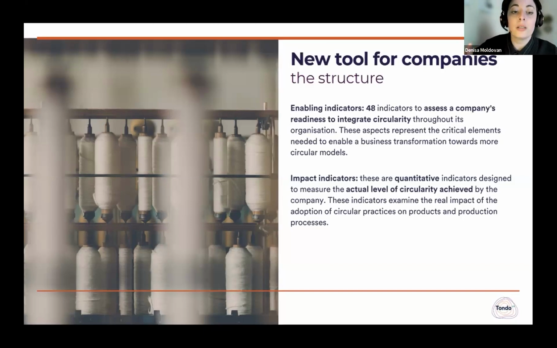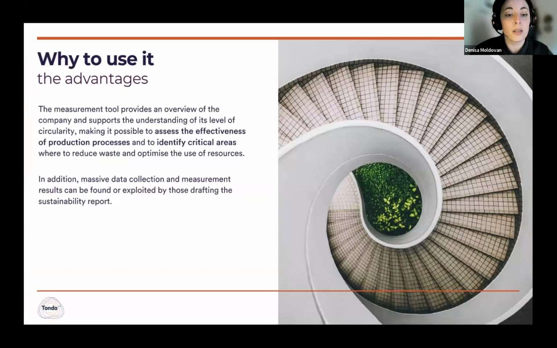Regarding the second part of the tool, the impact indicators, they provide quantitative measurement of a company's circular performance. They assess the real effect of circular practices on products and production process. By using these two tools related to the company, companies can not only gain a comprehensive understanding of their circularity level, but also identify specific areas for improvement.